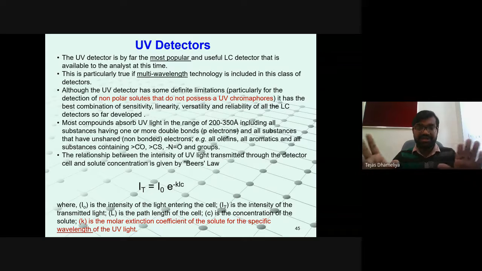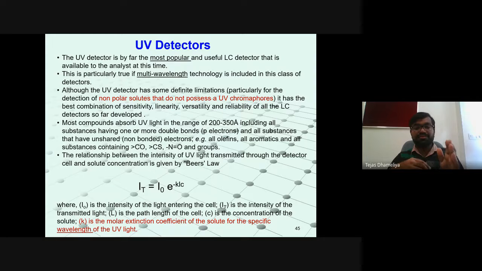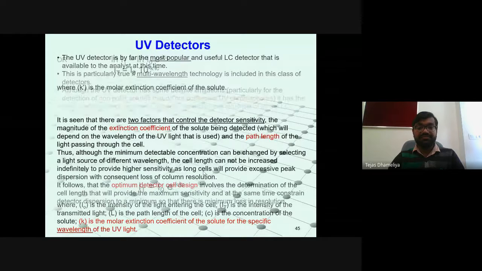Simply, if I avoid the jargon and dictionary meaning, it means absorption is directly proportional to concentration. Higher the absorption, higher the concentration. So that is the Lambert-Beer's law, sometimes also called Beer's law. It is inversely proportional to the length of the cell, and directly proportional to its concentration.